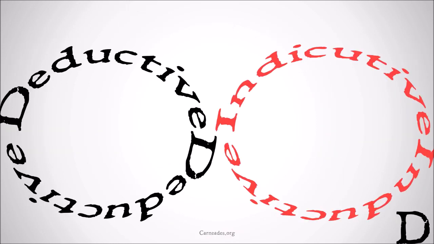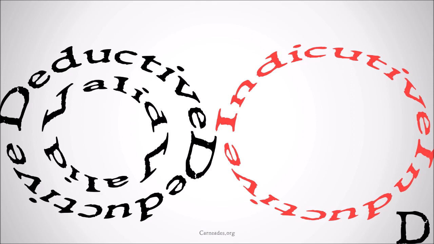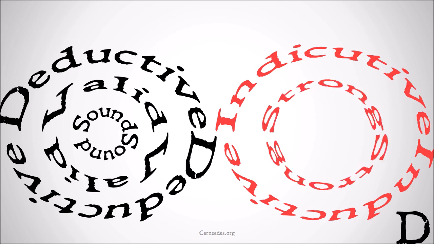Now, as we talked about in the last video, we have deductive and inductive arguments. Check out a video on deductive versus inductive arguments for more on those. Within deductive arguments, we have valid arguments. They are a subset of deductive arguments. And within valid arguments, we have sound arguments that are themselves a subset of valid arguments. Within inductive, we have strong arguments and cogent arguments.